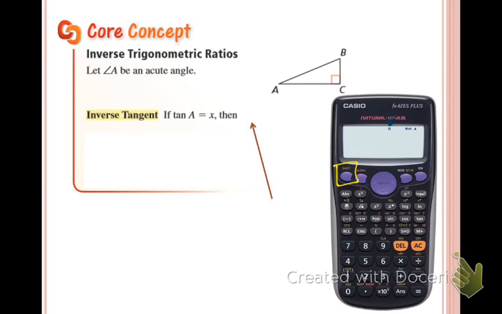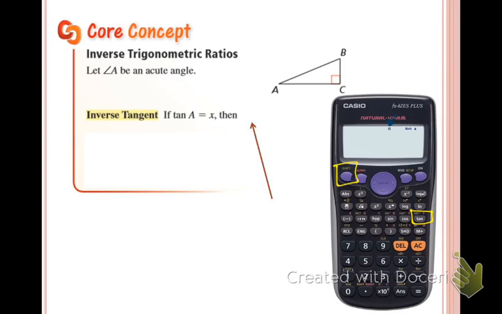So after that, all you do is you hit Shift. Shift is in the top left. And then we're going to use the inverse of tangent first. So you're going to hit tangent. Do you see in yellow it says tan to the negative 1? That is called the inverse of tangent. So what you should have pop up will say tan to the negative 1, and open a parenthesis.